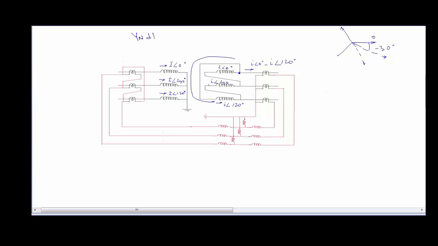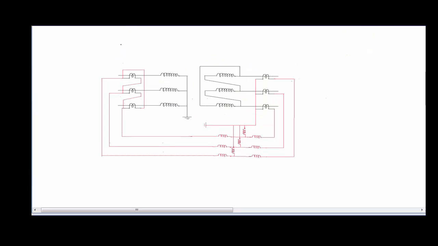Well, in order to understand all these calculations in a better way, you can watch my video on vector group in three-phase transformers. But for the time being, we have already derived that the vector group of the transformer is YND1. Now let us see how the differential relay is going to behave, or how it is going to be stable.